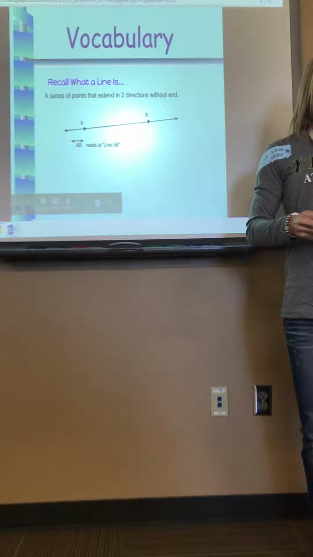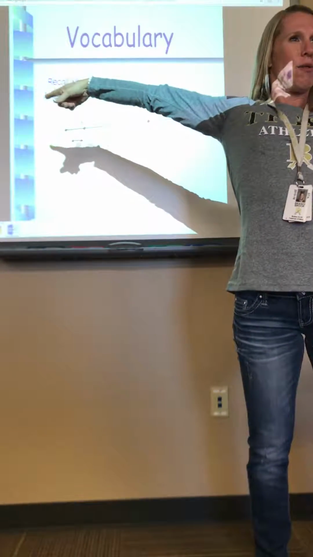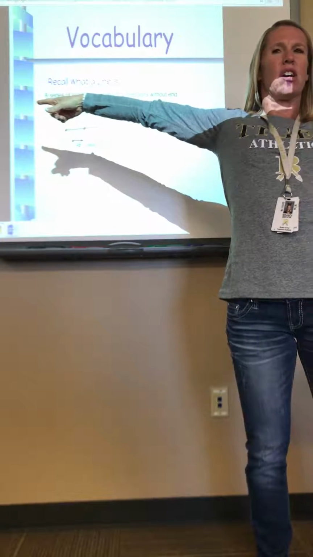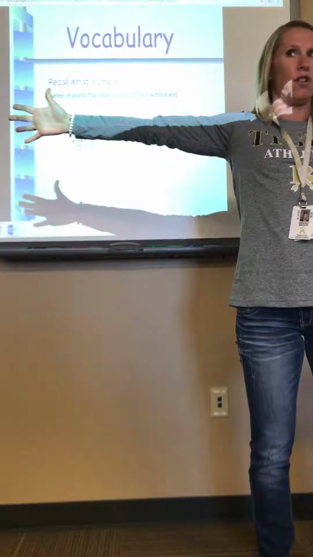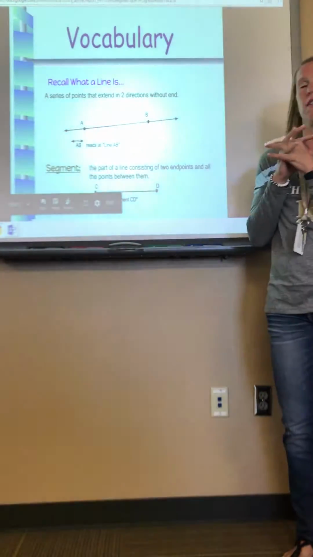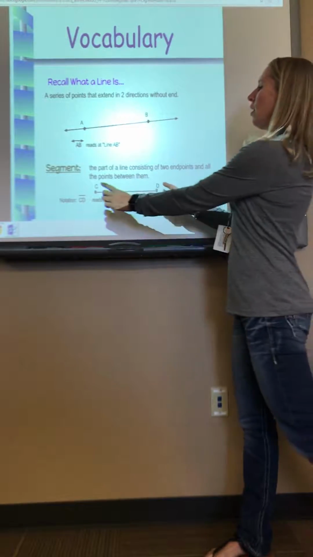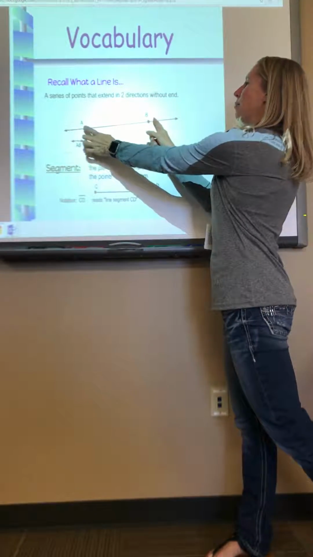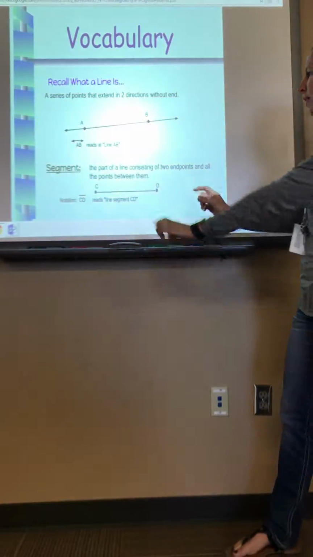First of all, yesterday we talked about lines. A line extends forever and ever and ever without end. You can't measure the length of a line because it goes on forever. But a segment, you can measure the length of. So a segment is just a piece of the line. If I have segment AB, it has two endpoints. It stops.